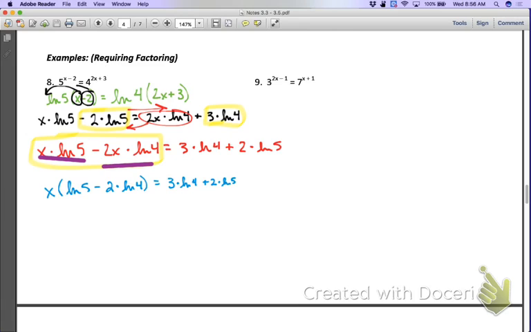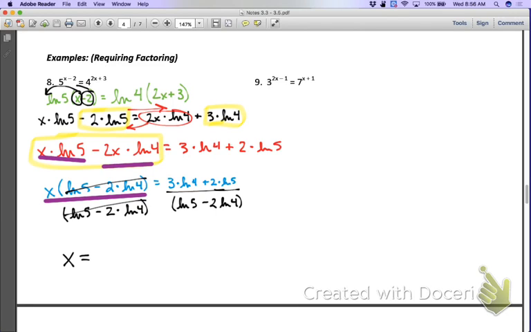Now, again, I'm trying to get x by itself, so what do I need to do to the left side in blue? What do I need to divide by? I just divide the whole right side by the natural log of 5 minus 2 times the natural log of 4 and do the same thing to the right side. That's going to cancel. So I'm going to have x equal to all of this.